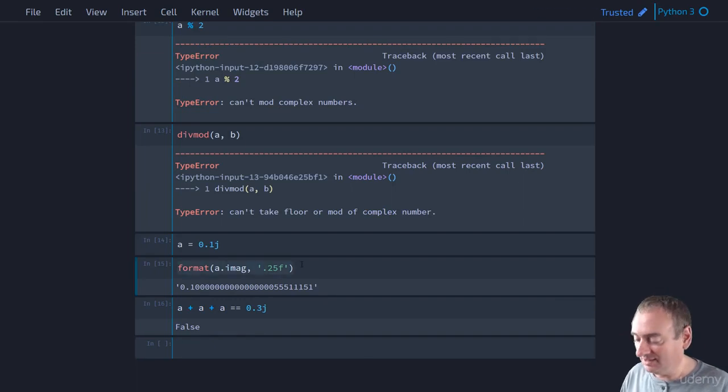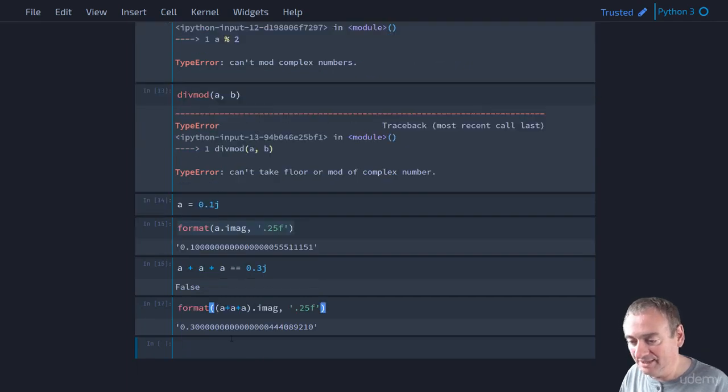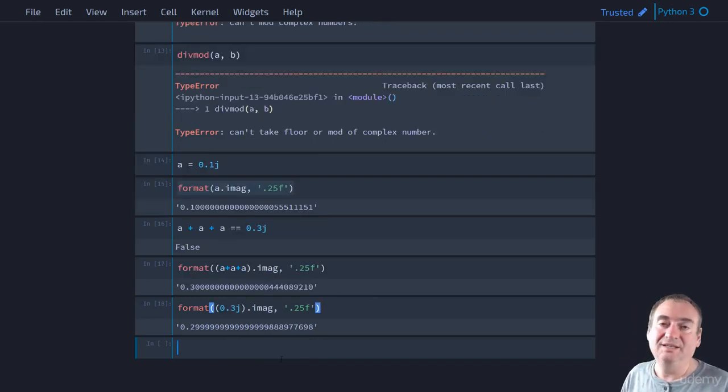if we were to format, let's format each one of those. So let's say A plus A plus A. Now I'm going to take the imaginary part of that, and then we're going to look at, so that's the value, and then we're going to format 0.3j dot imaginary, also at 25 digits after the decimal point, and as you can see, they're not exactly equal to each other, right? We have this finite binary approximation, so that's why the equals equals doesn't work.